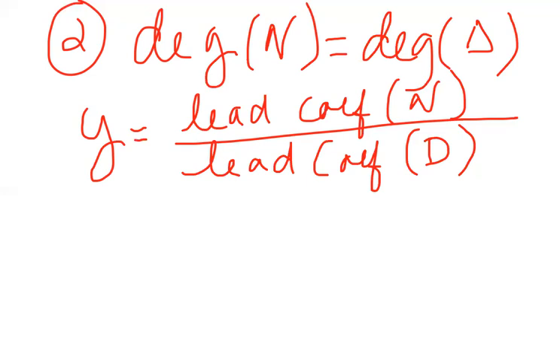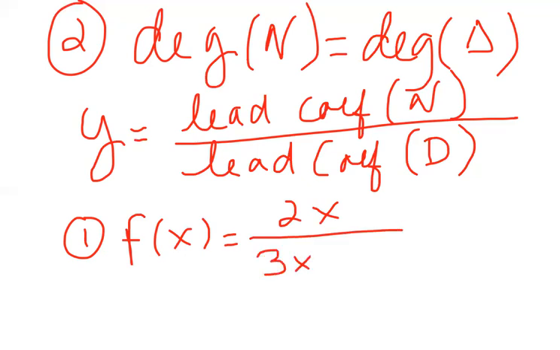Let me do a quick example for you. Example 1. Let's say I have f of x is equal to 2x over 3x minus 1. I want to find the horizontal asymptote.